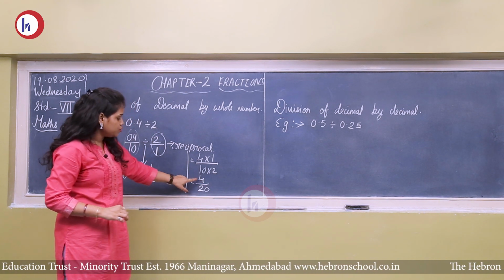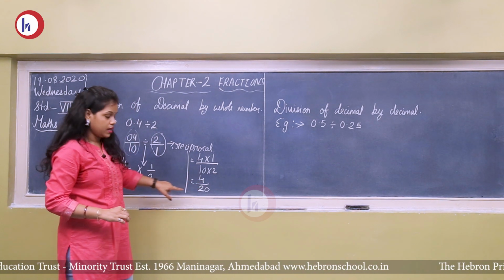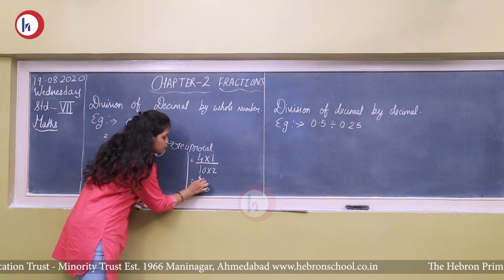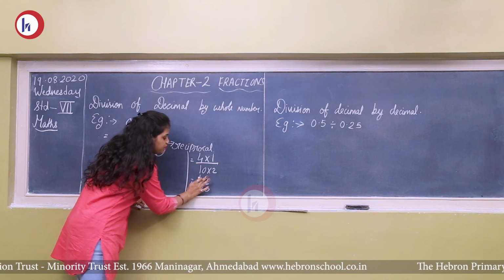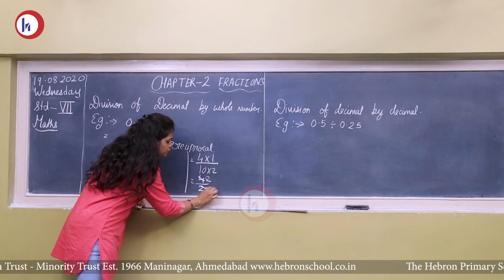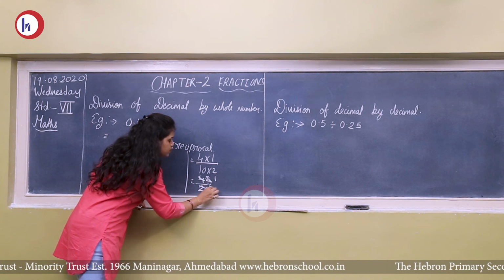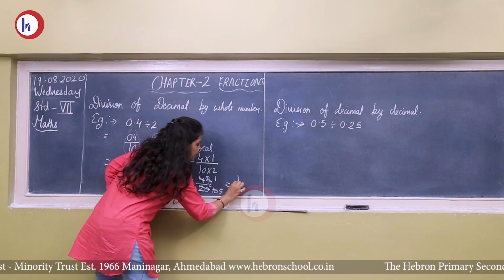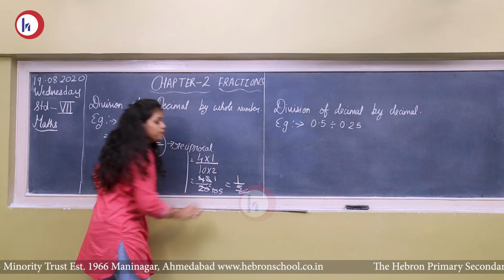So you can see 4 and 20 both have a common factor of 4. Or you can start with 2 also. 2 twos are 2, 2 tens are 10. Then again 2 ones are 2, 2 fives are 10. So your final answer is 1 upon 5.